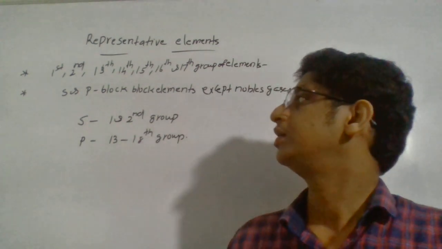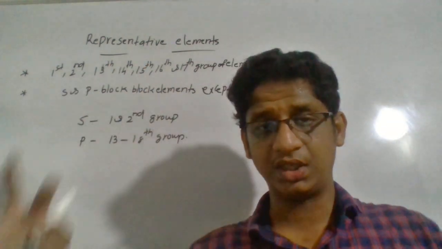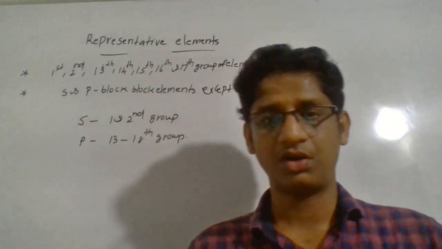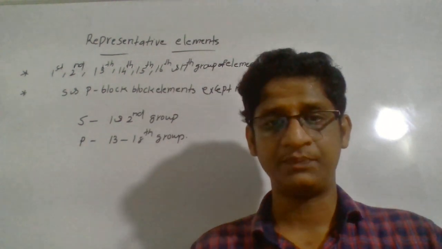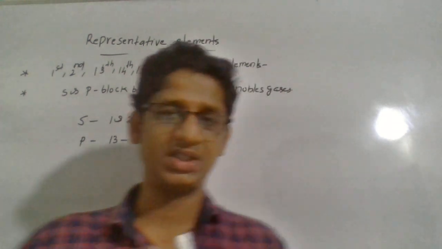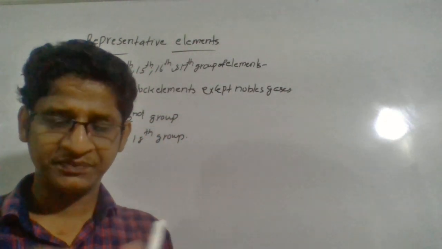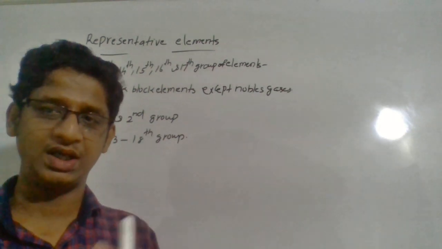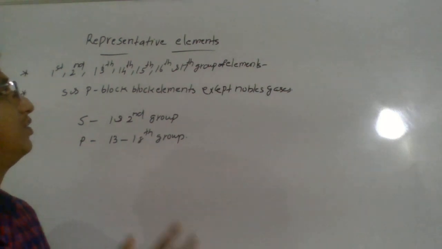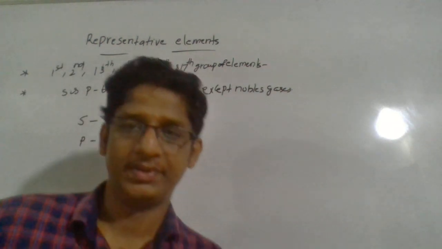Another important point: in S and P block elements, you will see the outer energy level is incomplete, while the inner orbitals are completely filled. That is something associated with S and P block elements, whereas in D and F block elements you will see variability between the energy levels. That we will discuss later. For the time being, understand that this is the start of the representative elements.